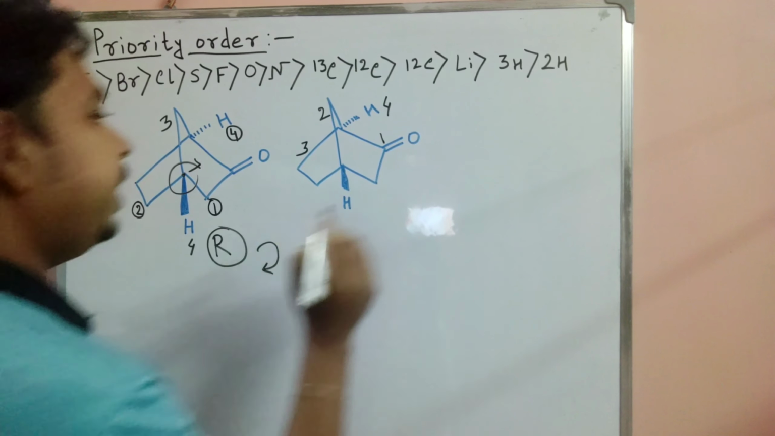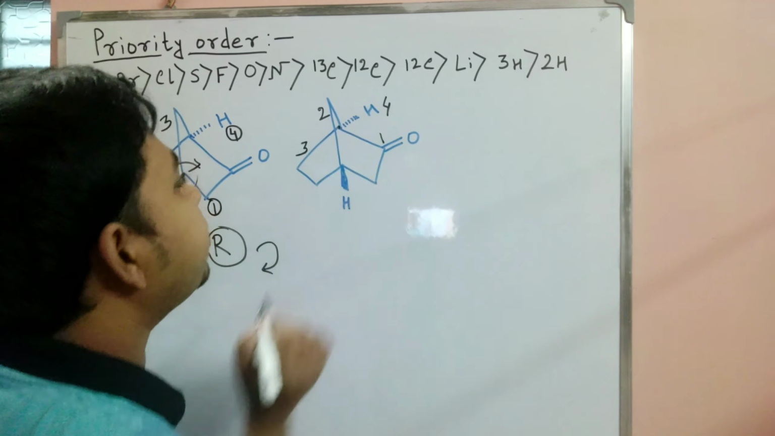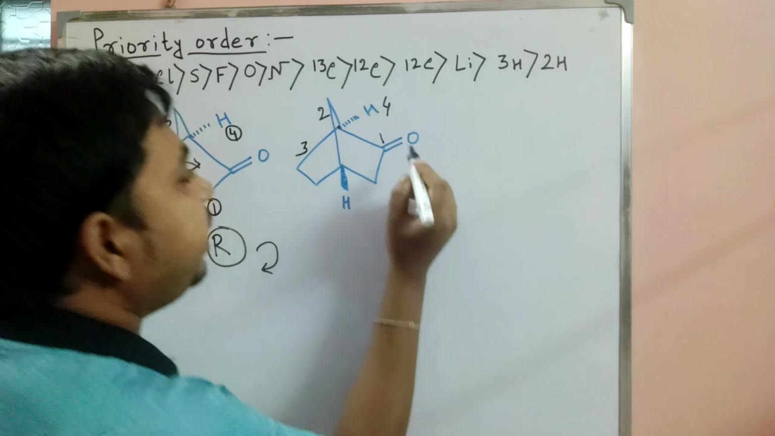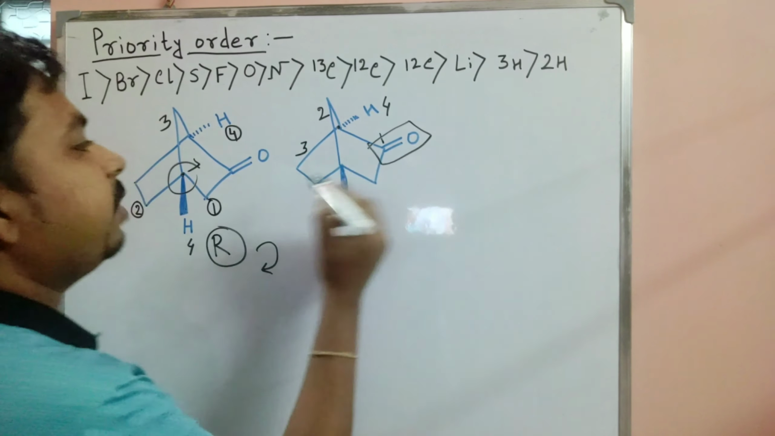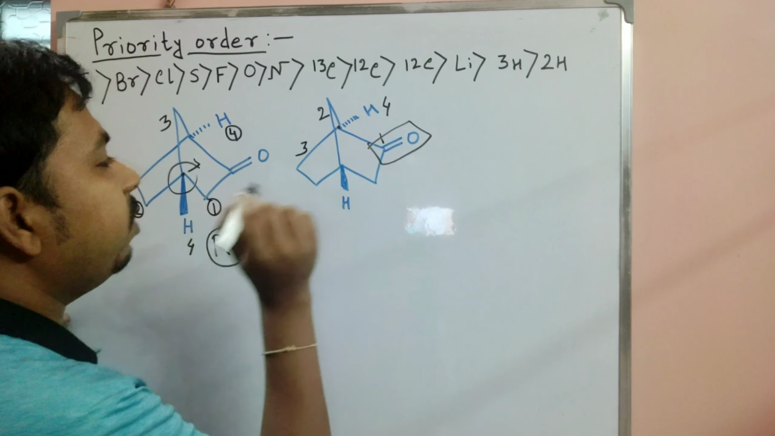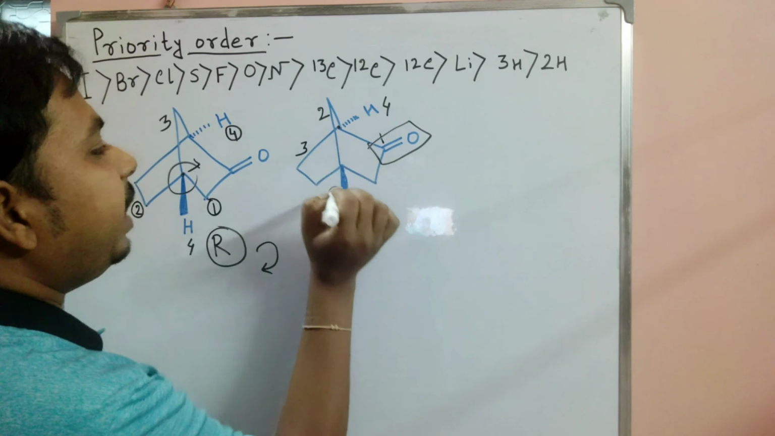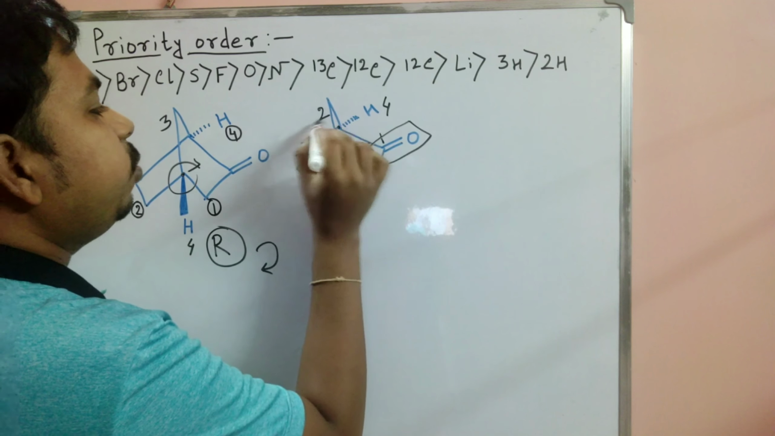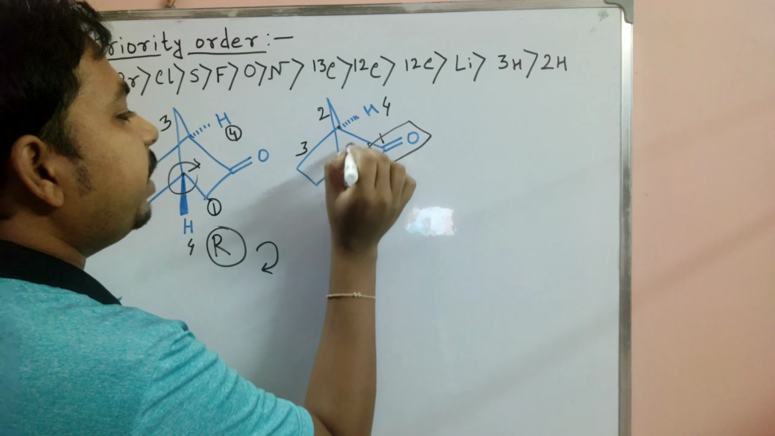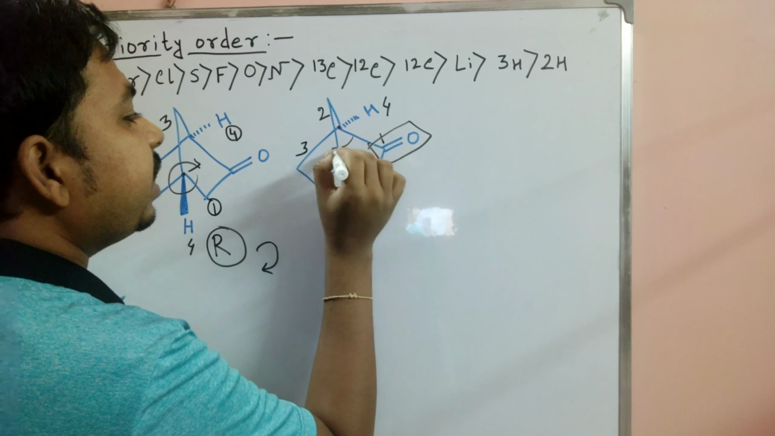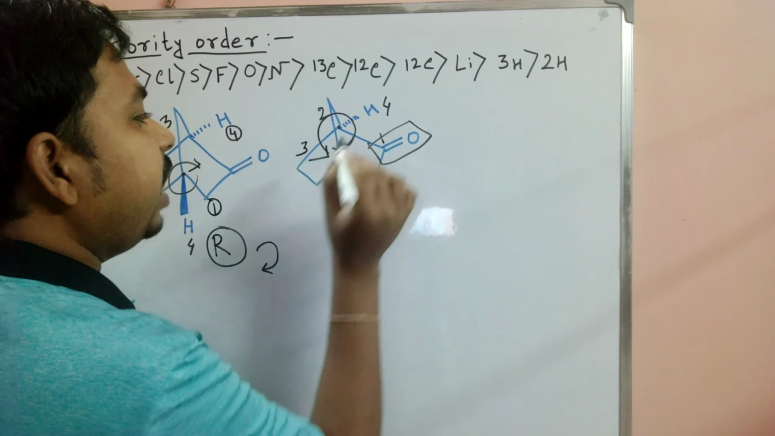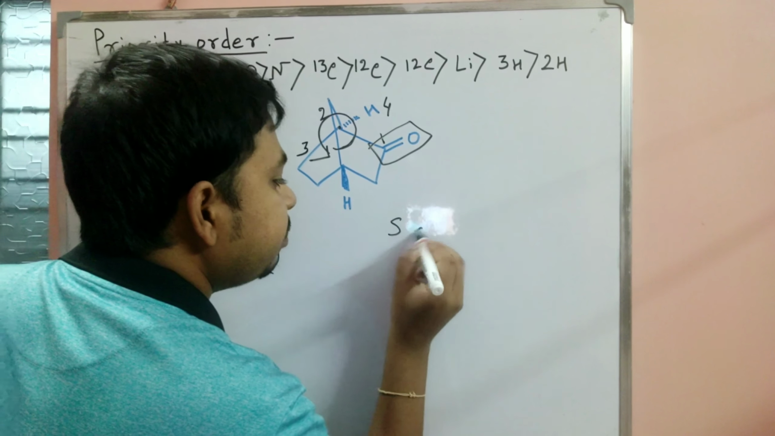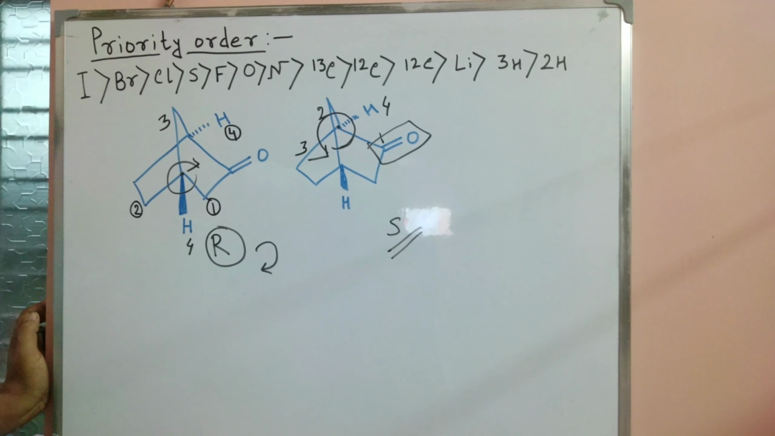Clockwise means R. And when we consider this carbon center, when you go right side, a C double bond O group is present, and when you go left side, there is no C double bond O group. So here 1, and as per our priority rule, the CH2 group is here, then 2 is here and 3 is here. So the rotation is anti-clockwise. Hydrogen is down. So this one is the S configuration.